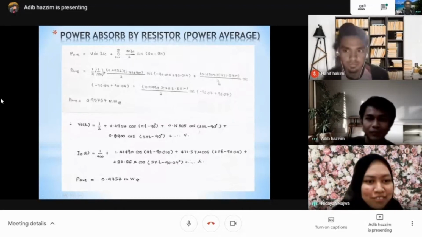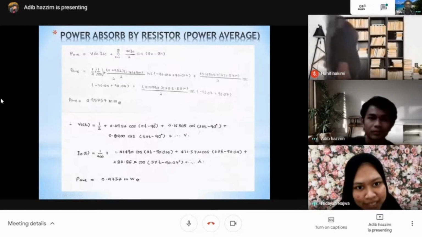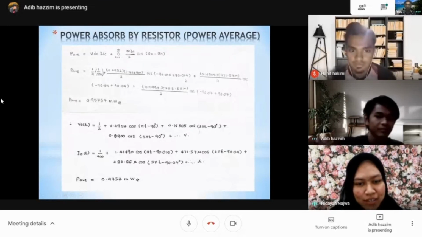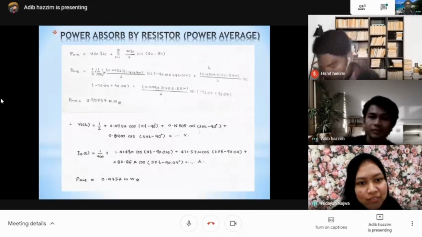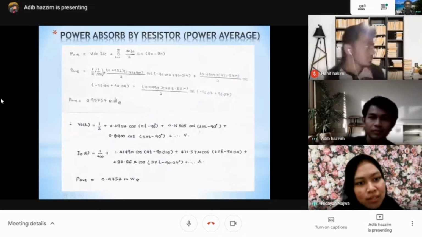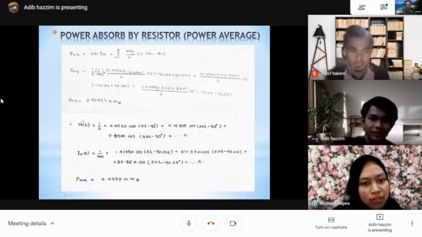Okay, that is the formula for P average. VDC is 1 over 2, IDC is 1 over 900. Then V1 I1 divided by 2 cos angle plus V3 I3 divided by 2 cos angle and V5 I5 divided by 2 cos angle. So the answer is 0.95757 milliwatt. Then we rewrite all the equation again, so that's the answer.